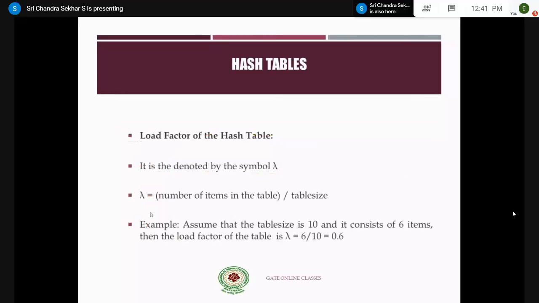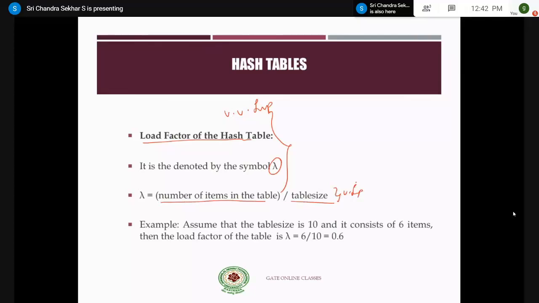Right? So that's all about hash tables, and this is very important. Please listen, please concentrate. The load factor of the hash table. You have some questions on this load factor, very, very important. The load factor of the hash table is denoted by the symbol lambda, where lambda is given by the formula number of items in the table by table size.